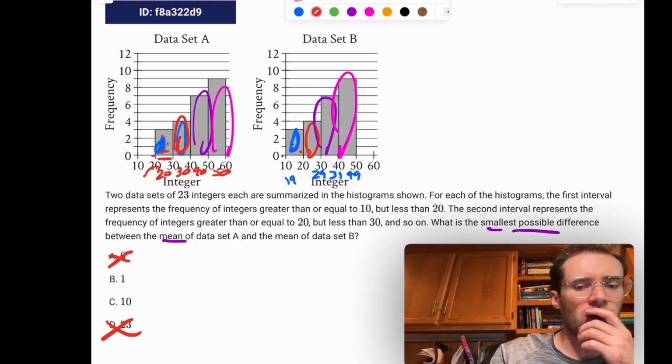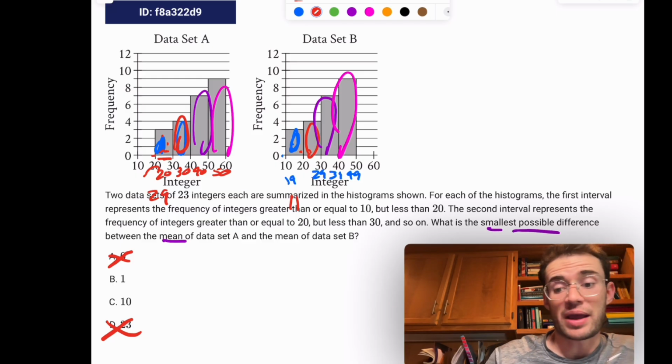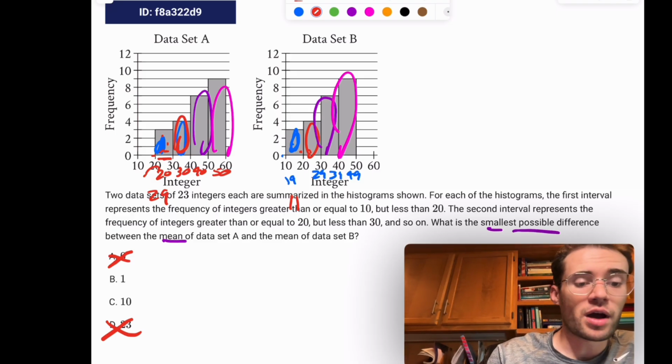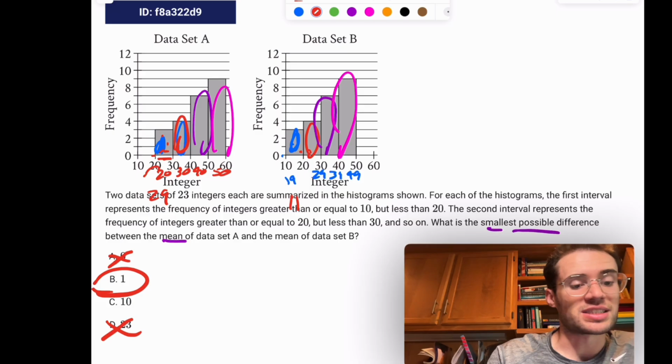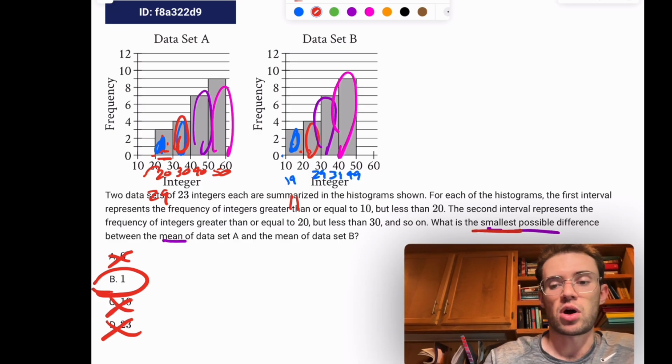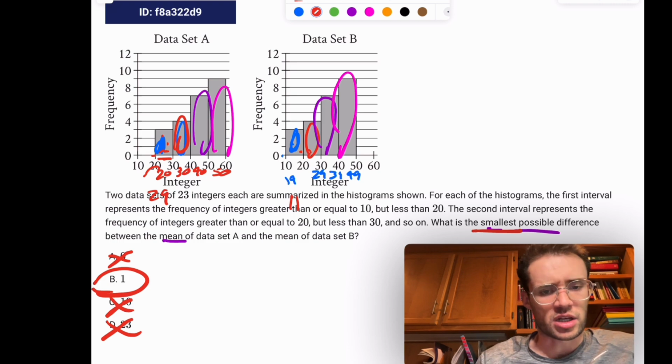I guess if these were all 11 and these were all 29 and so on, it could be 18. So 18 is like the maximum difference in the means, and that'd be very unlikely. Just like 1 is unlikely, but 1 is technically the lowest possible difference. 10 would be what you expect the difference in means to be, but they want the smallest possible difference. This one's a little bit tricky, but just think of it that way.